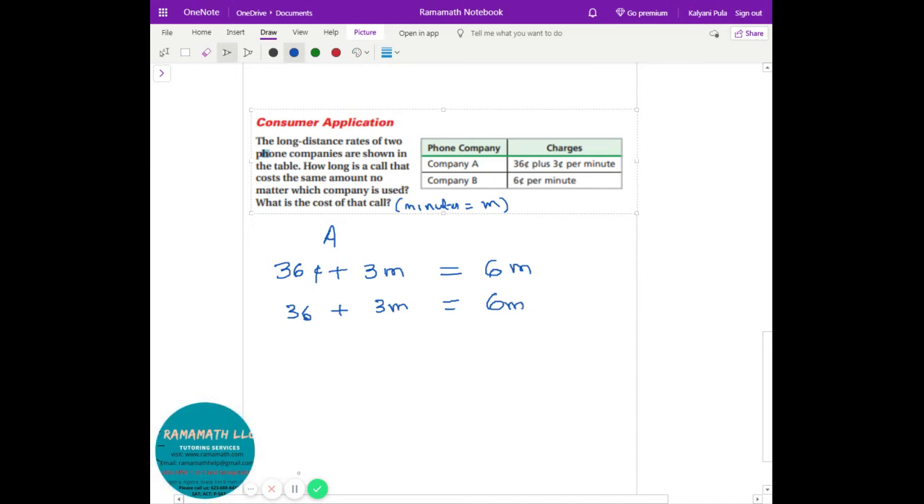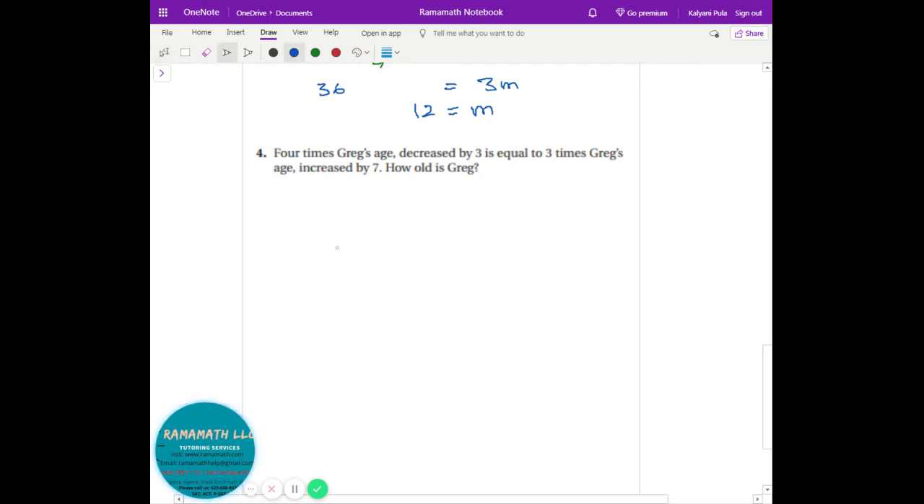Okay, let's go ahead and complete it. So if you make more than 12 minutes, company A makes more sense. But if you make less than 12 minutes, company B makes more sense. Let's write an equation for this first.